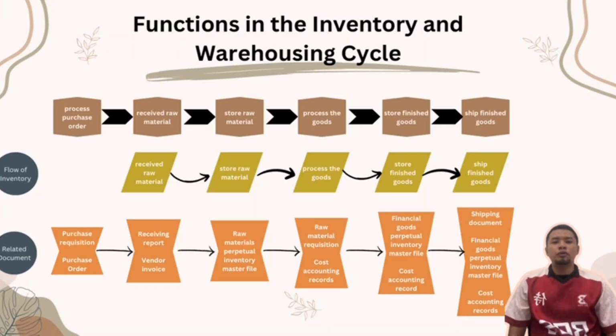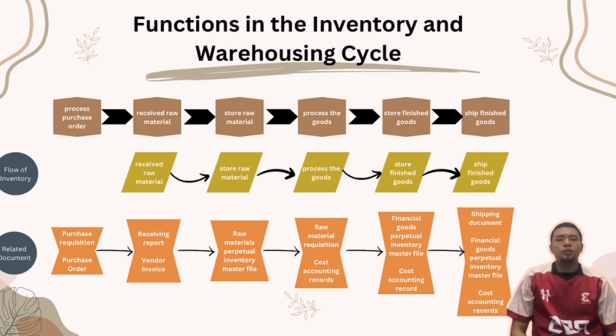Next we will look into the related documents in the inventory and warehousing cycle. First, we need to purchase the inventory itself. In the process to purchase the inventory, two documents are required, which are the purchase requisition document and the purchase order document. When the inventory has been received by the company, there will also be two documents, which are the receiving report and the vendor invoice.